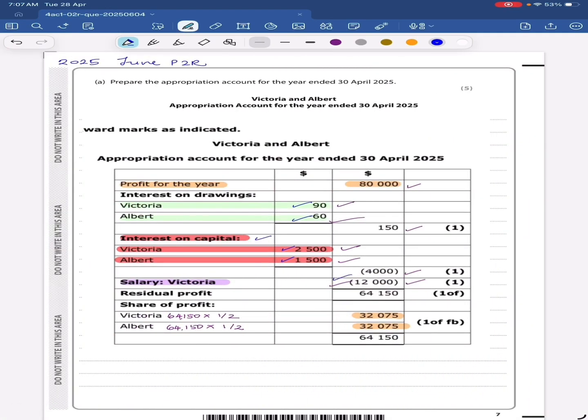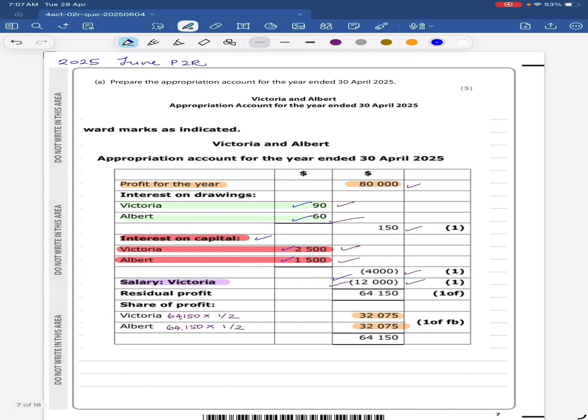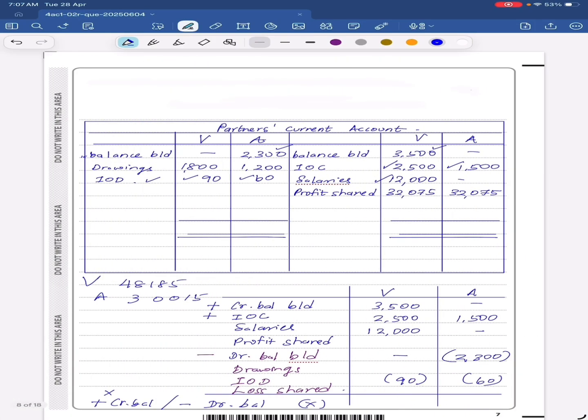Salaries, for Victoria, it's 12,000. So I enter it on the credit side. For Victoria, 12,000. Over here, I add only 12,000 for Victoria. Now the profit share, 32,075 for Victoria, and for Albert, 32,075. So let's enter that on the credit side of the current account for profit share. Over here, I'll add it as per this format, 32,075, 32,075.